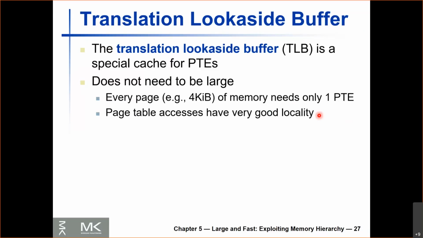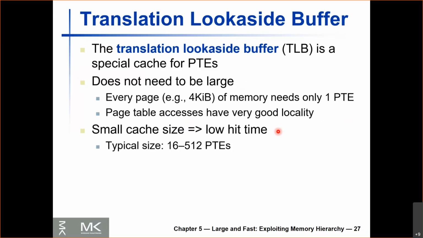Since it does not need to be large, we can make it fast. We can have a small cache size, and this gives us low hit time. The typical size of a TLB is 16 to 512 page table entries. That's the typical size of a TLB. And the typical hit time for a TLB is half a cycle to 1 cycle.